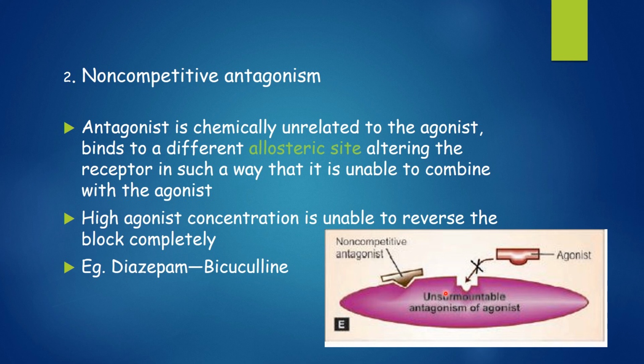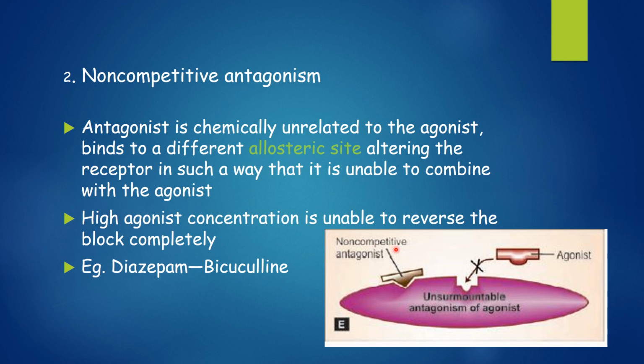But here the antagonist will be attaching on the allosteric site, some site other than the agonist site, but it makes a conformational change in the receptor, and our agonist cannot bind to the receptor. So again the response is not produced, but the agonist is not binding. In competitive antagonism, when we increase the agonist level, it can reverse, but here a high agonist concentration is unable to reverse the block completely.